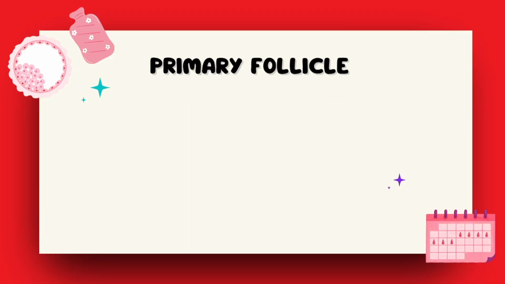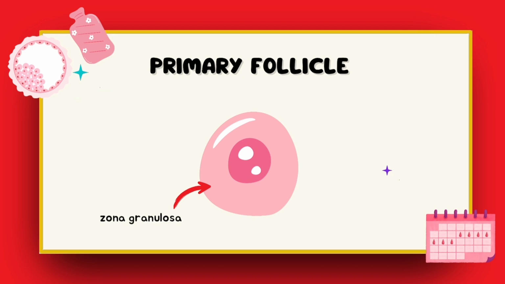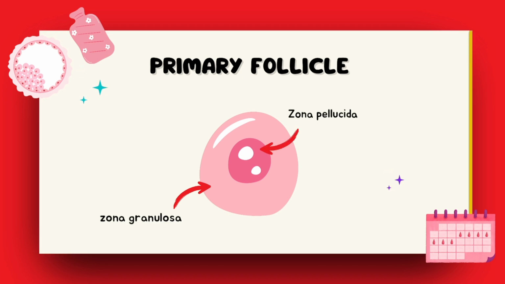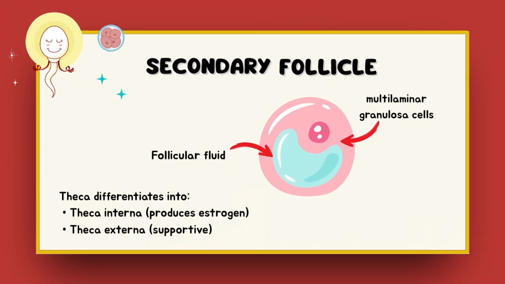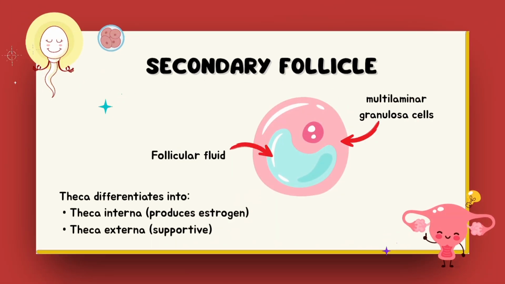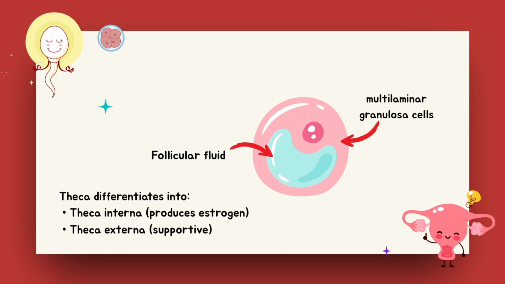In the primary follicle, follicular cells proliferate, forming the zona granulosa. Zona pellucida forms between the oocyte and granulosa. Surrounding stroma forms a capsule-like theca layer. Next, the secondary follicle has a larger size with multilaminar granulosa cells. Follicular fluid appears between granulosa cells, and theca differentiates into theca interna and theca externa.